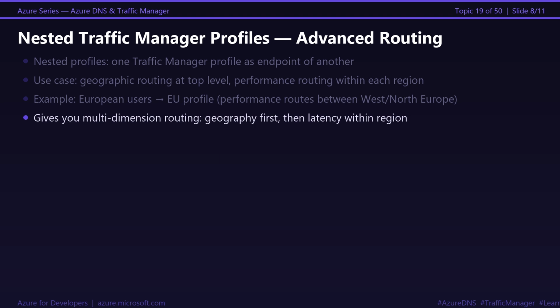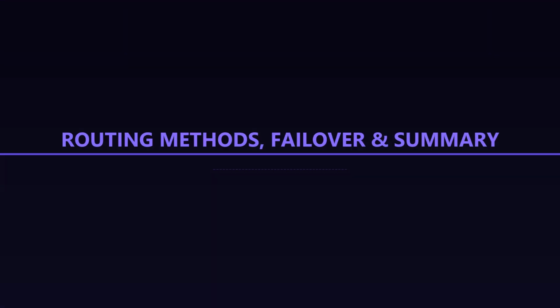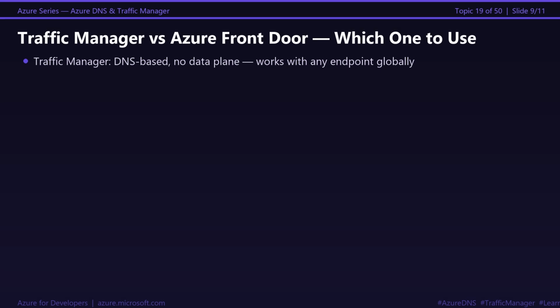These two services get confused all the time. Let me make it clear. Traffic Manager is DNS only. It does not touch your actual traffic. It works with any protocol: HTTP, TCP, UDP, anything. It cannot cache content. It cannot terminate SSL. It cannot inspect URLs. Use it for global failover, multi-region routing, and non-HTTP workloads.